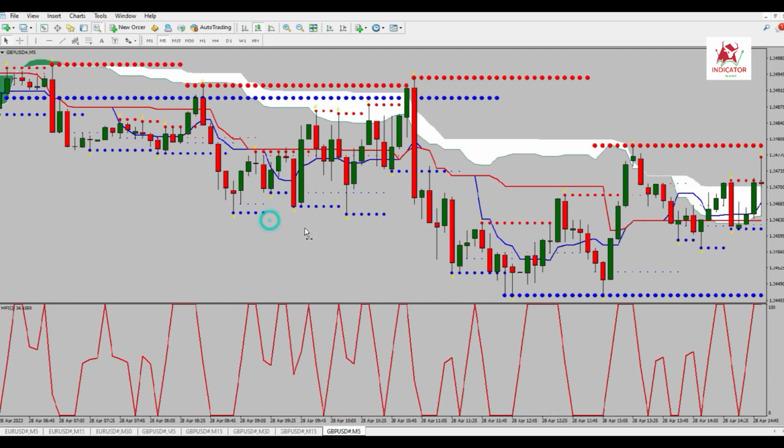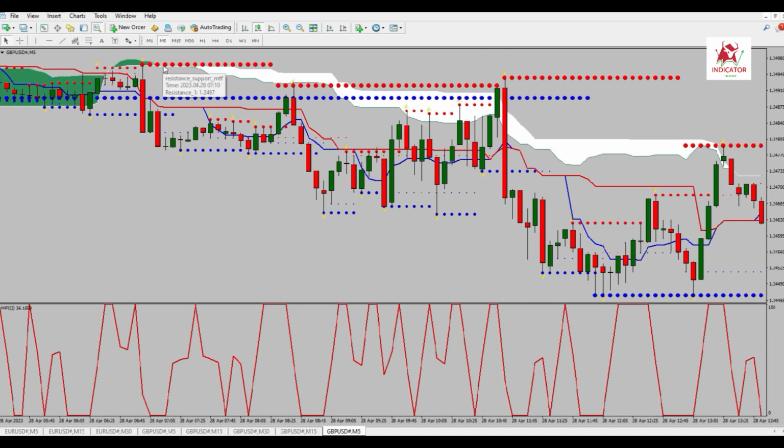MetaTrader 4 indicators: fractals, Ichimoku 9, 26, 52. Resistance and support MTF, current time frame. Money flow index period 2.